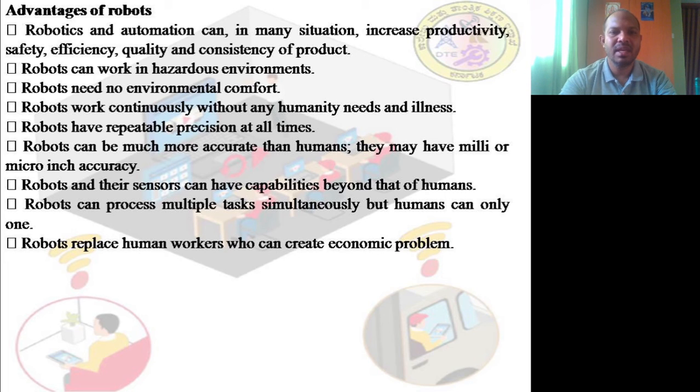Robots can be much more accurate than humans. They may have a milli or micro inch accuracy. Robotics and their sensors can have capabilities beyond that of humans. Robots can do multiple tasks simultaneously, but a human can do only one. Robots replacing human workers can create economic problems. That is true.